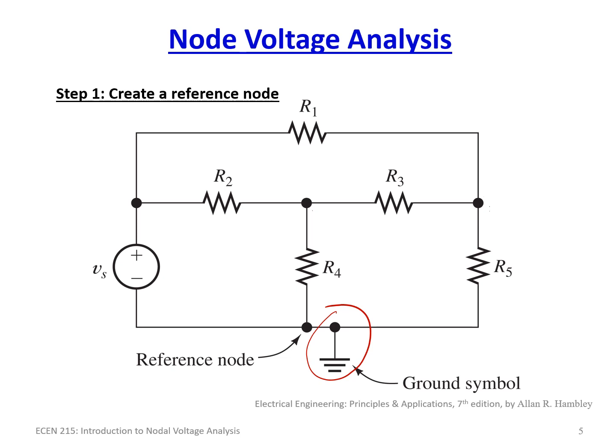We call it a ground symbol just to denote 0. It is simply node 0. Every voltage that we're going to declare, every node voltage, will be referenced to 0, to this reference node, this ground node. So we sometimes label it as net 0 to represent that. So that is the reference node.